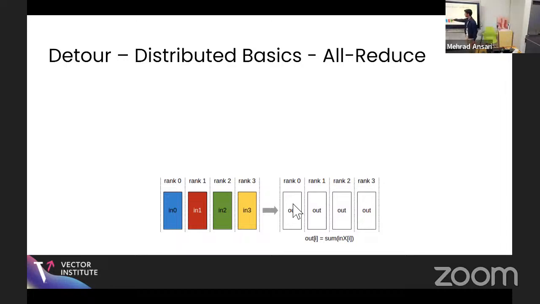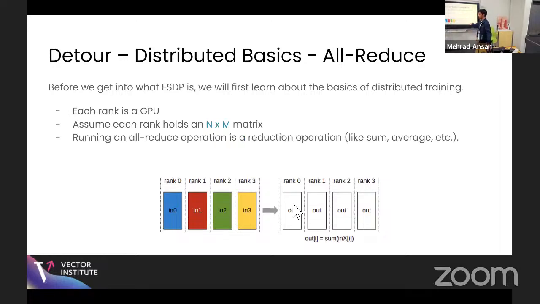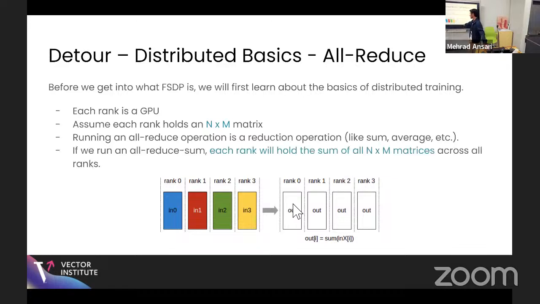In this diagram, rank 0, 1, 2, and 3 are essentially 4 GPUs. Assume that each rank, or GPU, holds an n by m matrix. Once you run the all reduce operation, in this case the sum operation, you take the sum of all 4 matrices, and then each rank will hold the same exact summed up matrix. And that's essentially what the all reduce operation is.